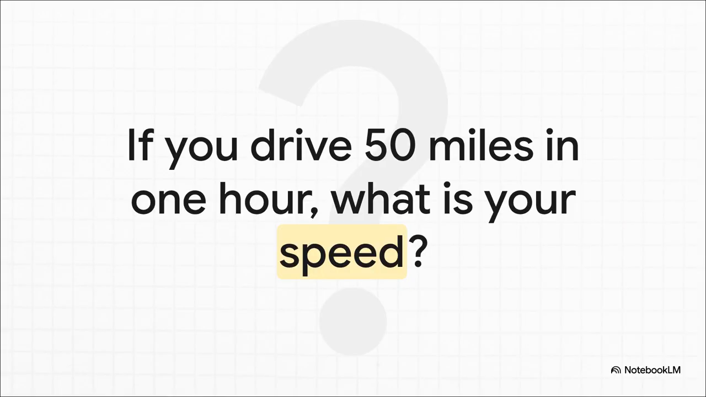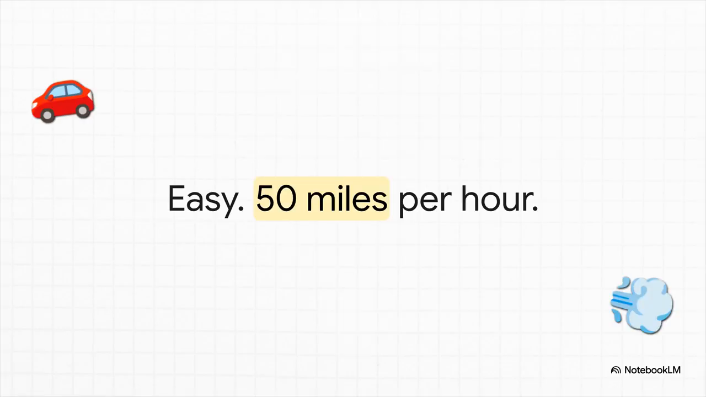Okay, let's start with something we all know. Imagine you're on a road trip. You've just covered 50 miles, and you happen to look at the clock. It's been exactly 1 hour. So what's your speed? Yep, easy. 50 miles per hour. It's the number you see on your dashboard, right? It feels totally intuitive. No problem there.